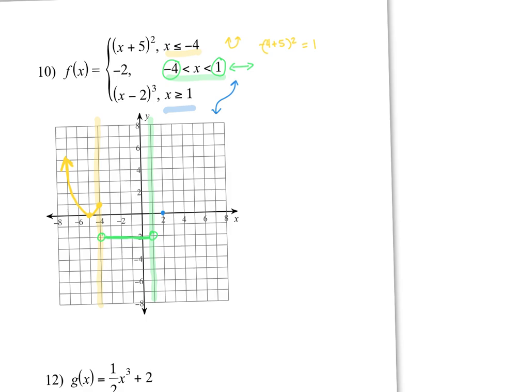I do need to figure out what happens at 1 because it is a closed circle. So I'm going to plug in a 1 here, 1 minus 2, and then I'm going to cube it. 1 minus 2 is -1. -1 cubed is -1. So at the point 1, -1, I have a closed circle. All right, a closed circle. And then I'm going to do my graph. So my turning point is what I've already graphed here at 2, 0. So it's really just going to do that.